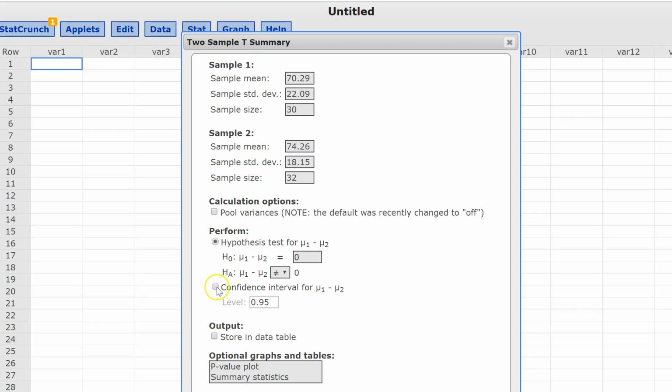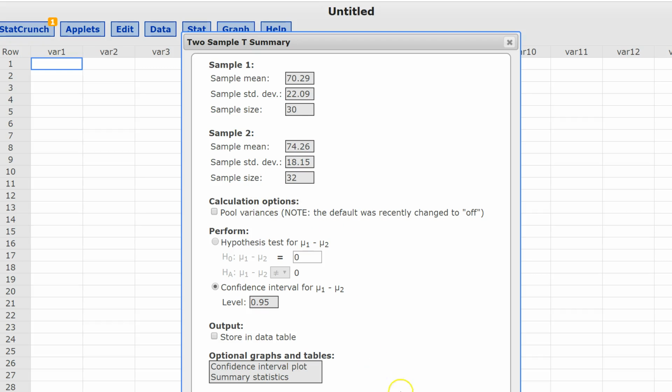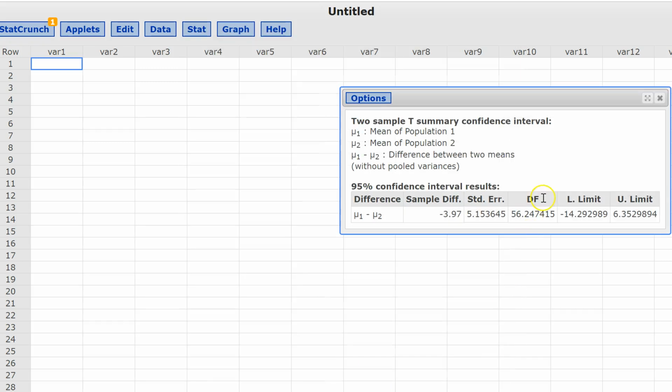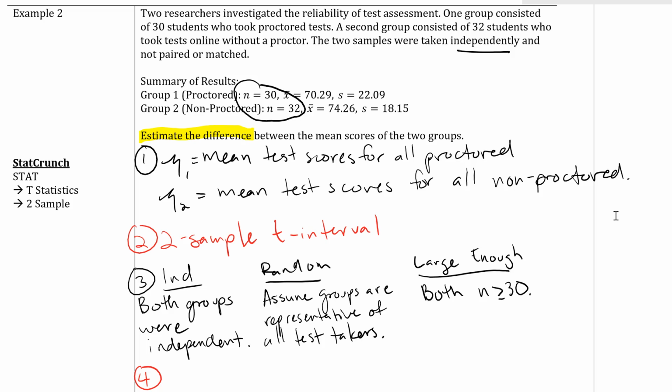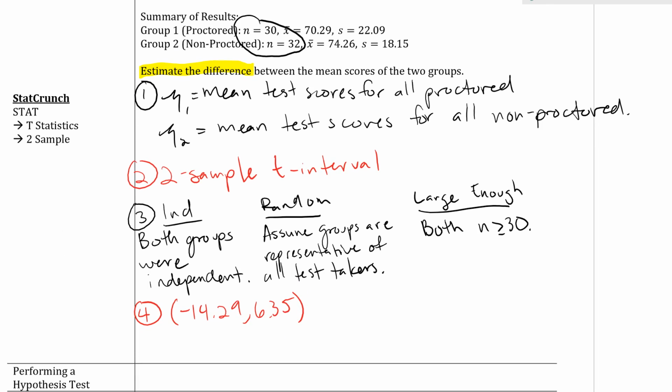And then finally, we're just going to go to confidence interval, since that's what we're doing. And it actually doesn't say what confidence we want, so we'll leave it at 95%. And compute. And there we go. Our difference is somewhere between negative 14.29 to positive 6.35. So we'll write that down. Right, and so remember, we did this using mu1 minus mu2. Sometimes we may want to actually write that here so we remember which order we did this in.